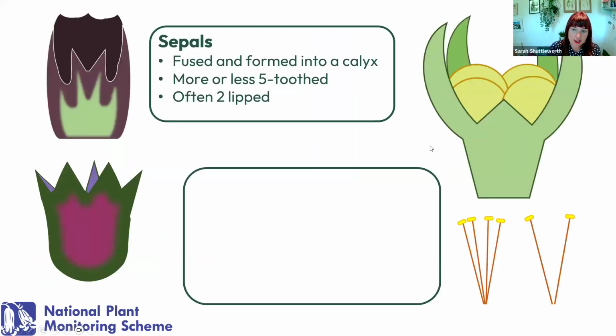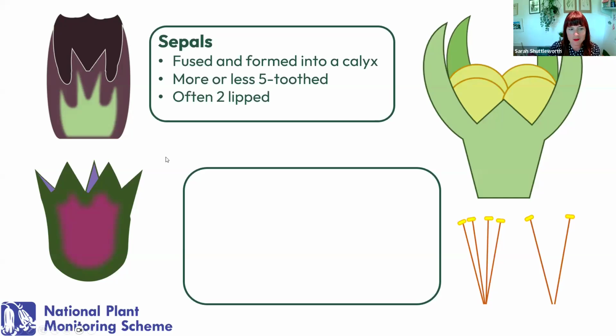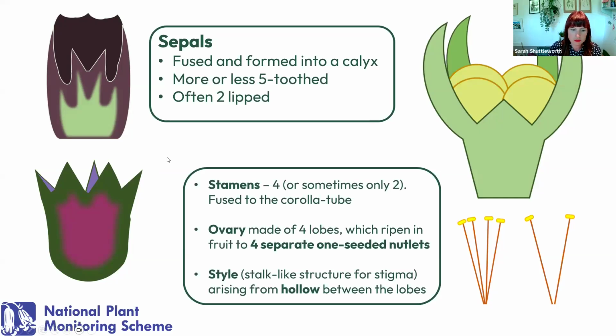The other interesting vegetative features are the sepals. As we were talking about, they are fused together into a calyx, and the shape of this calyx and the number of teeth and how many, whether it's lipped or not, is really, really important in this family for when you're looking through the book or keying them out. So they're more or less five-toothed with often an upper and a lower lip, sometimes very obvious, sometimes a little bit less obvious. But counting those teeth is really important as well.